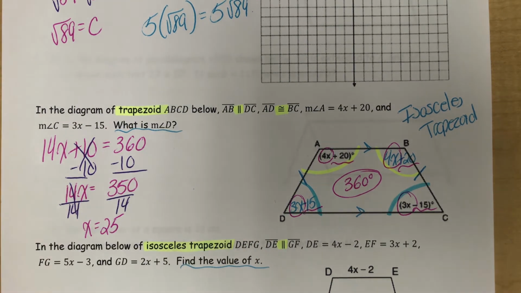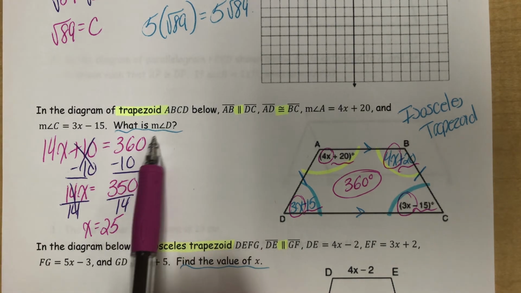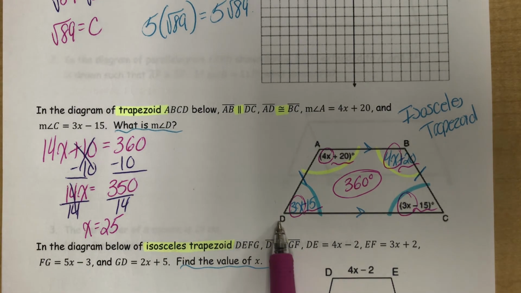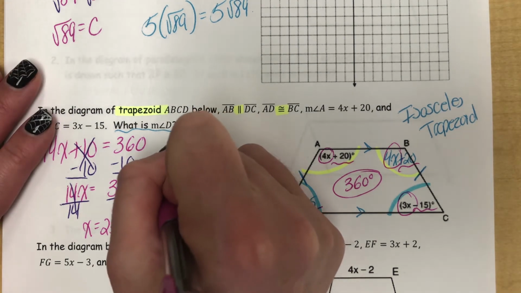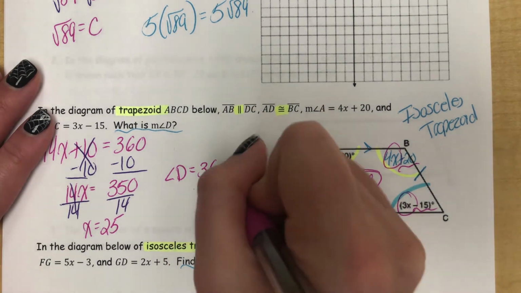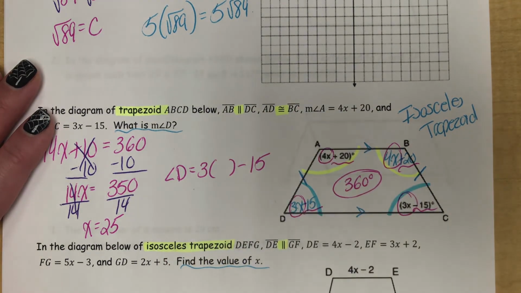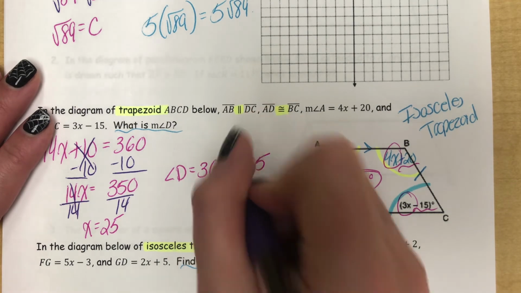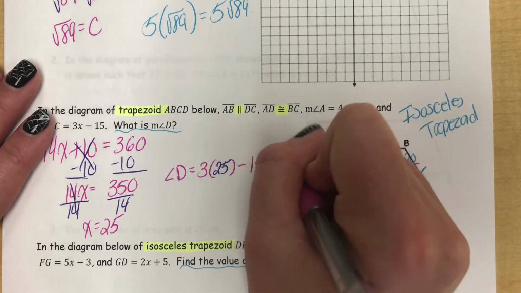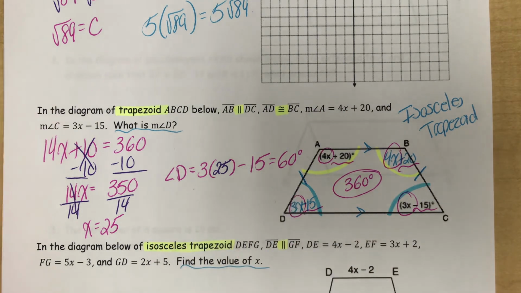But slow your roll. 25 isn't going to be the final answer. You have to reread the question. That's why I always underline it. It says, what's the measure of angle D? Well, angle D was 3 times x minus 15. So now I can just plug that in. Angle D is 3 times x minus 15. Well, we just said that x was 25. So when you type this into your calculator, you end up getting 60. So I know that angle D was 60 degrees.